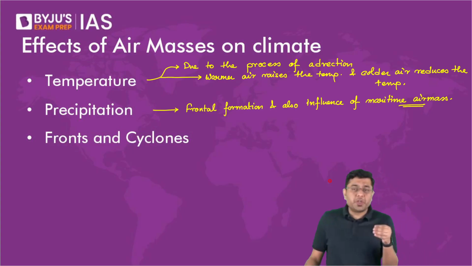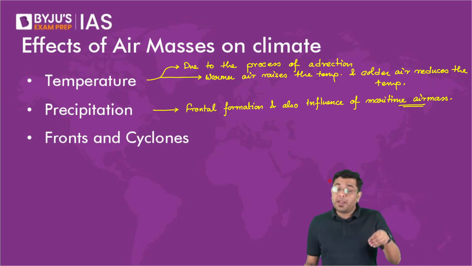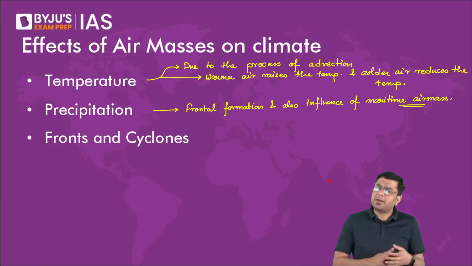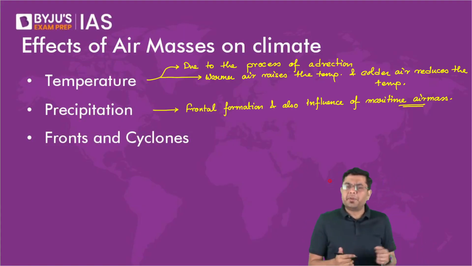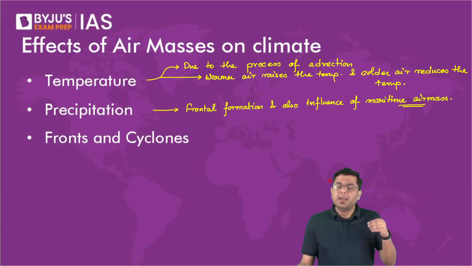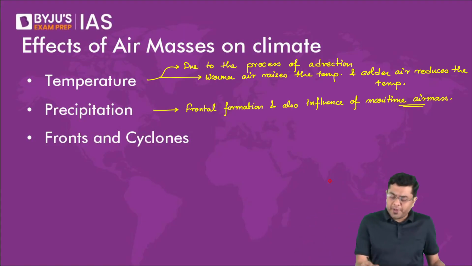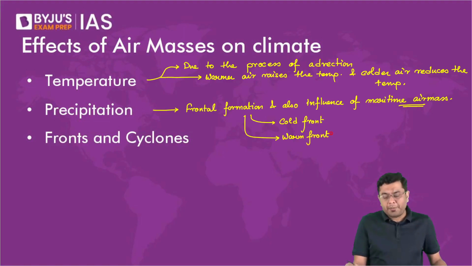So if a question is asked about the effect of air masses on climate, you have to talk about it: the temperature will be impacted, the precipitation pattern will be impacted, and there you cannot simply say frontal formation. You have to also elaborate that you will have a different kind of weather condition in the case of a cold front. You will have a different weather condition that we have discussed in the case of a warm front. What is the weather condition that we expect? Both of them you have to elaborate.